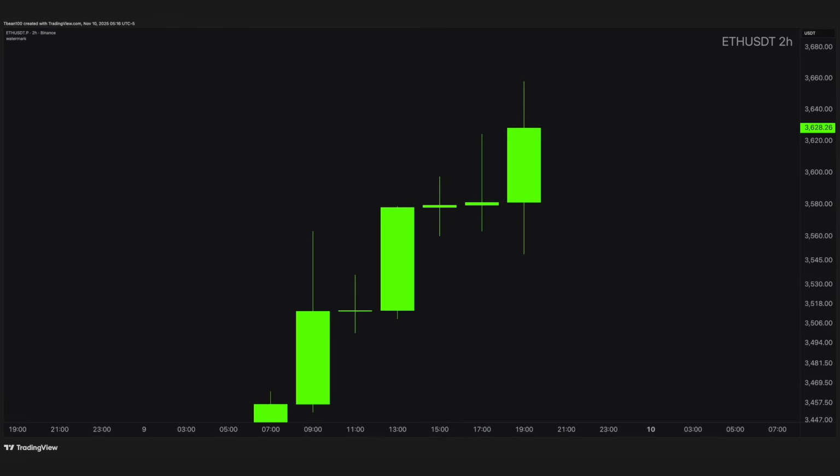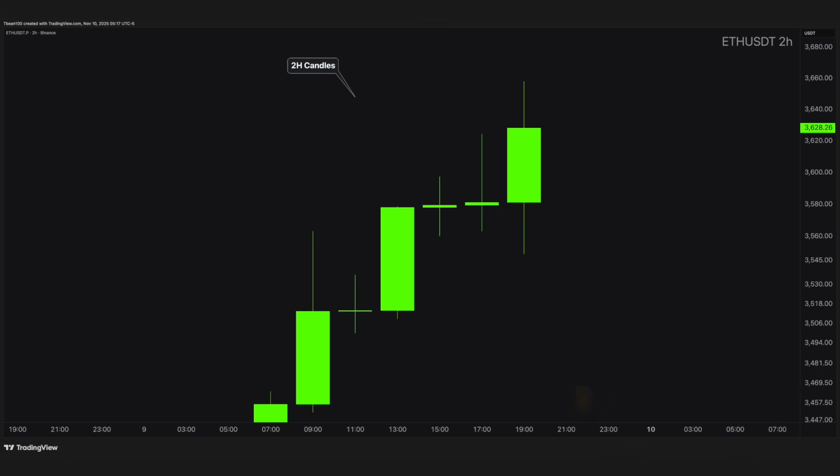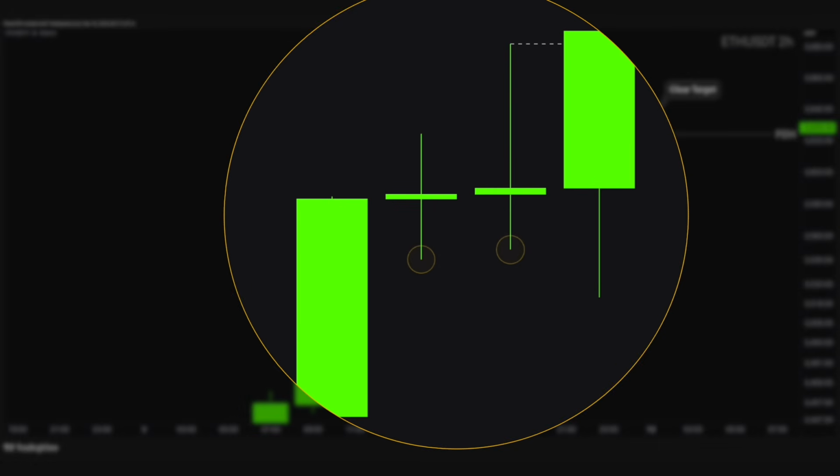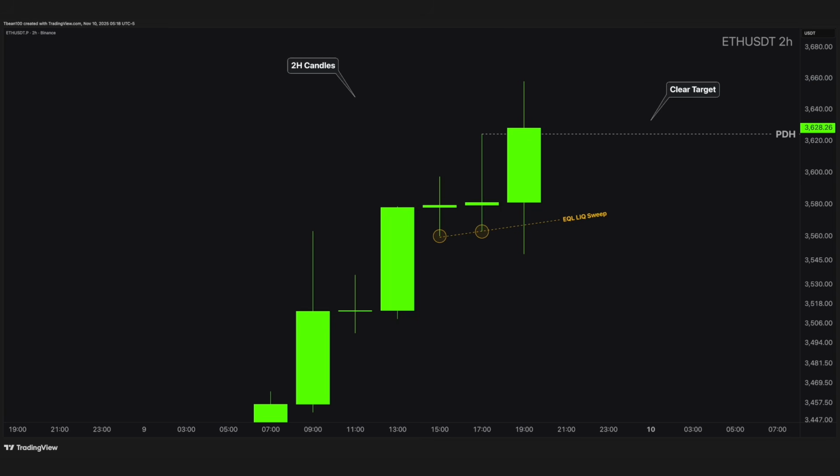Now I've switched over to the 2-hour time frame just to take another look at the price action. Remember, this is the same asset, same price action, but this time with that eagle-eye view that comes from using only higher time frames. From our analysis on the lower time frame, we already knew we had a clear target above the previous day's high. And do you remember those equal lows that basically wiped out liquidity? Yeah, this is the exact same spot, but now we are seeing it from the perspective of the higher time frames.